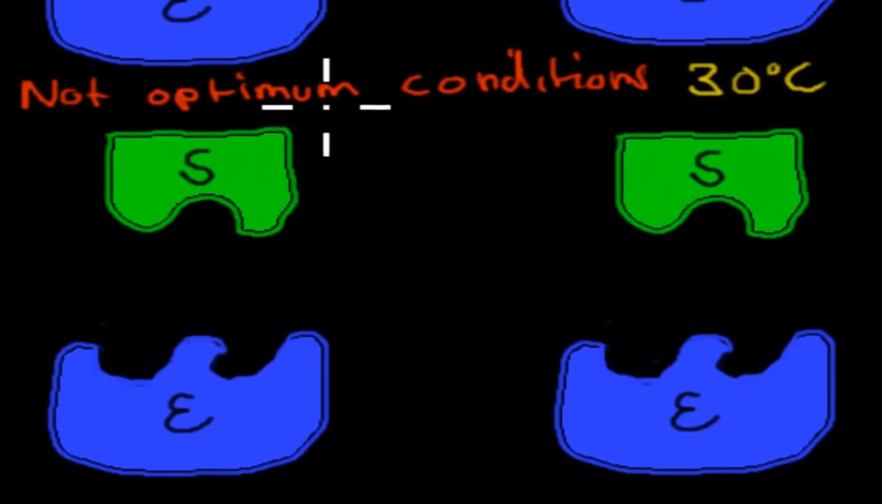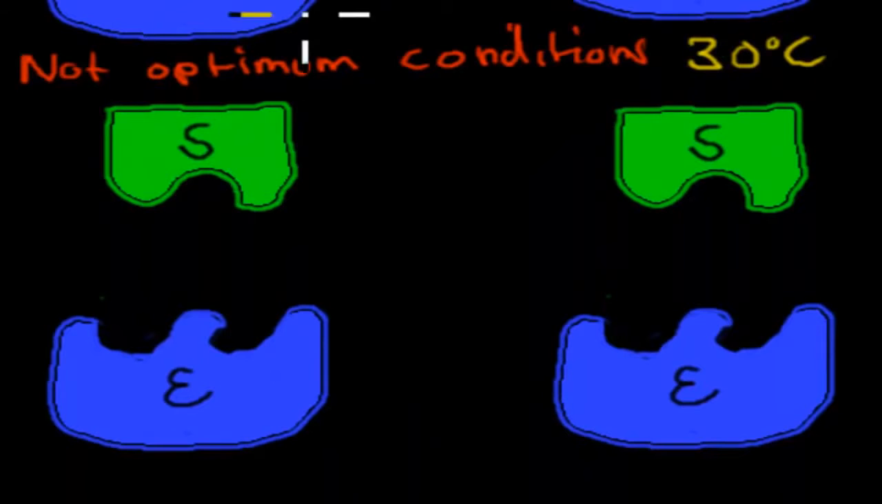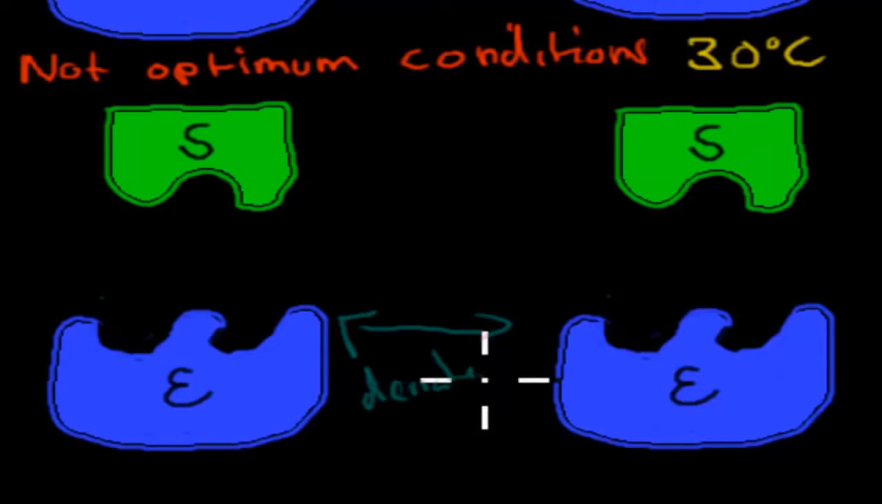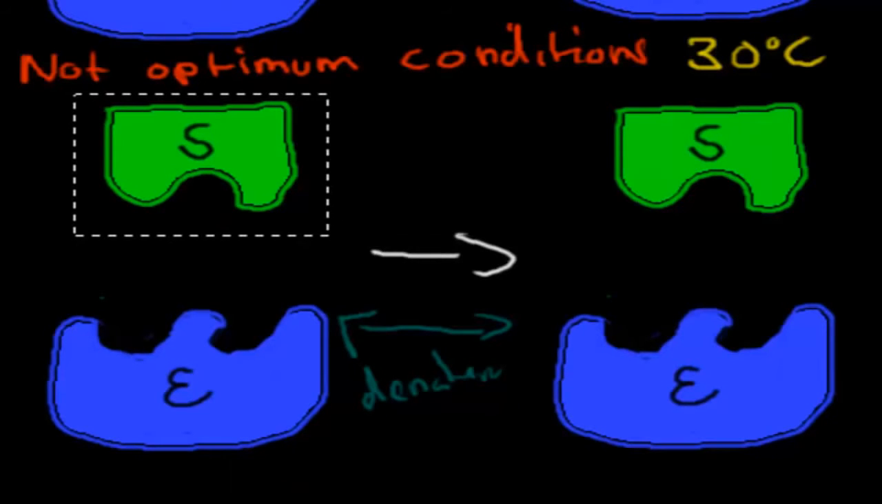But imagine if our not optimum conditions were present. What actually happens to this enzyme is it becomes denatured. So these two are denatured, and they're both the same thing. I'm just trying to show you what happens when they bind. So the problem now is that this actually can't bind properly.